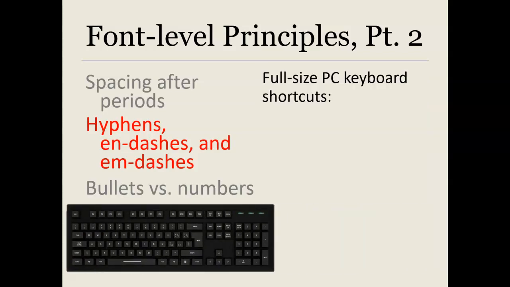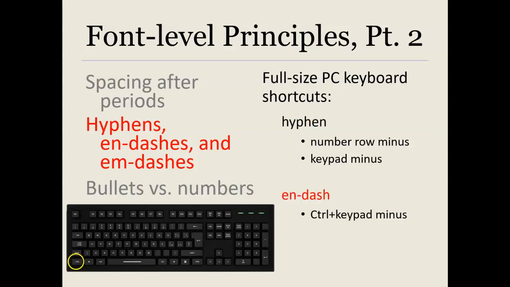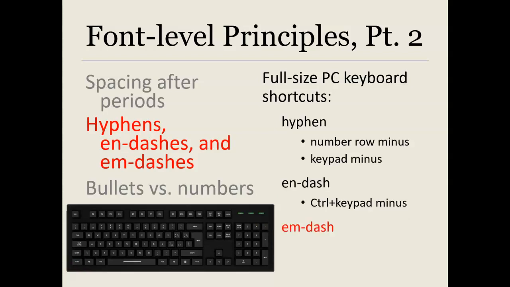In order to put these things in, I'm going to show you some full-sized PC keyboard shortcuts. You can always use the special characters menu in Microsoft Word, but to create a hyphen, you can use either the number row minus, or you can use the keypad minus. Either one will work just fine. To create an N dash, you need to press the Control and the keypad minus. If you try to press the Control and the number row minus, it won't work. To make an N or an M dash, you need to hit Control, Alt, and keypad minus.